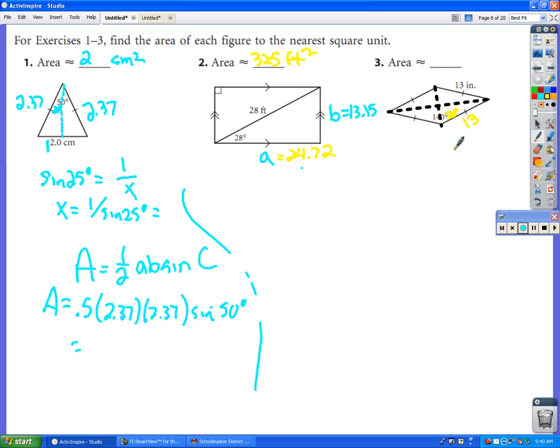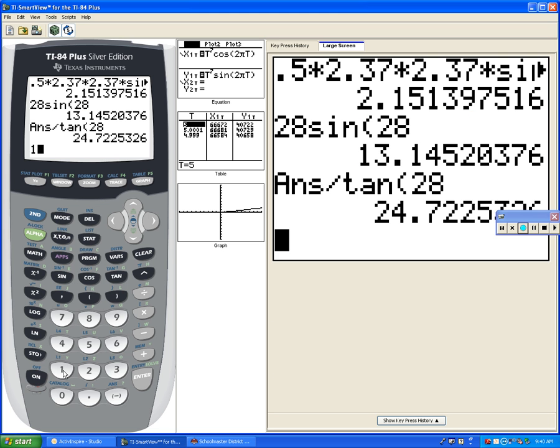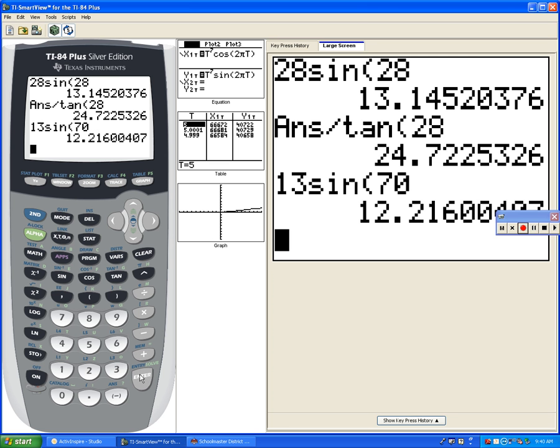Opposite. Okay, so let's find the opposite, which uses sine. So sine of 70 equals the opposite side. Let's call it A over 13. So A is going to be 13 sine of 70. So that little piece there is about 12.2.